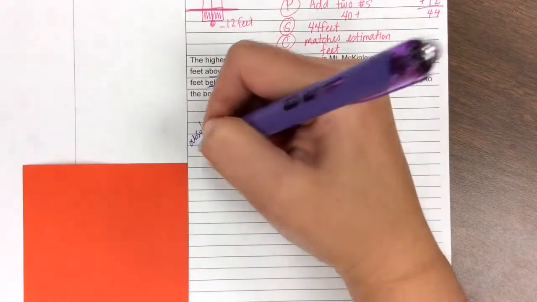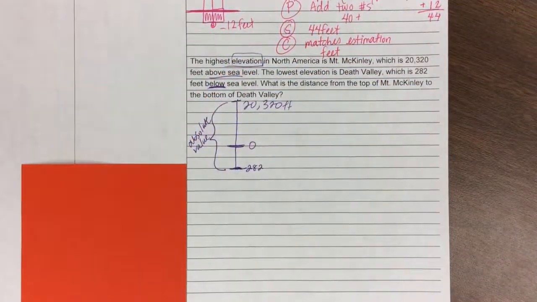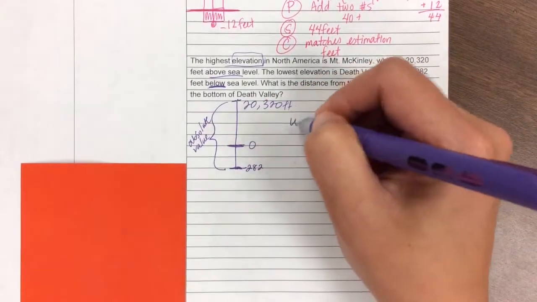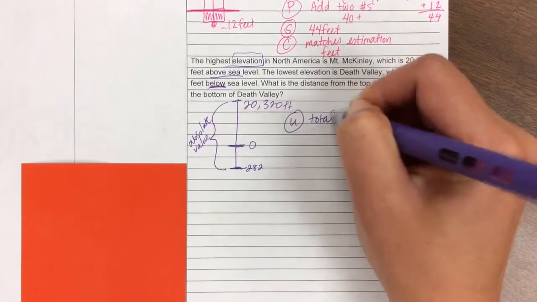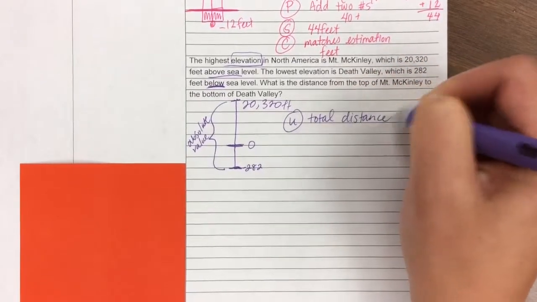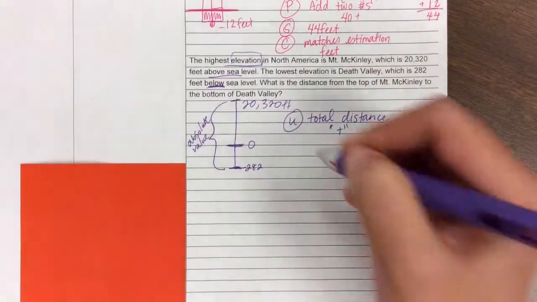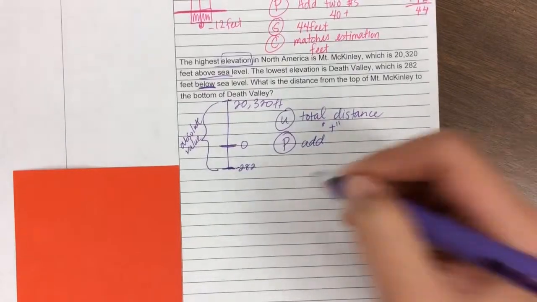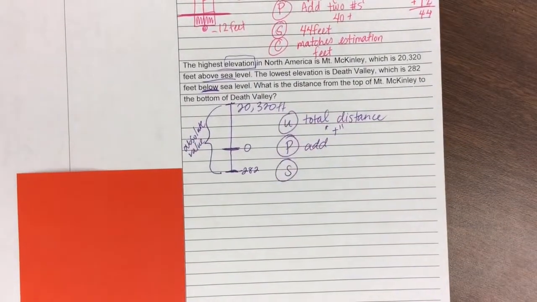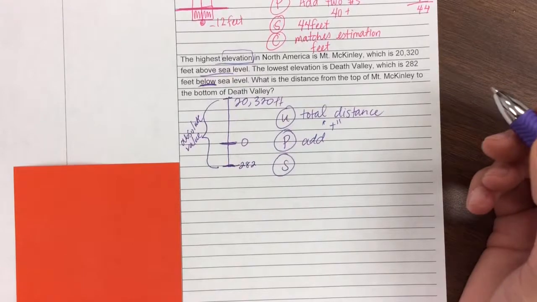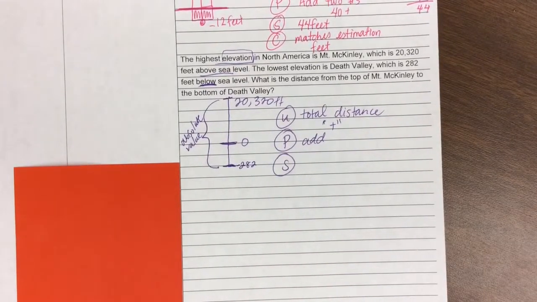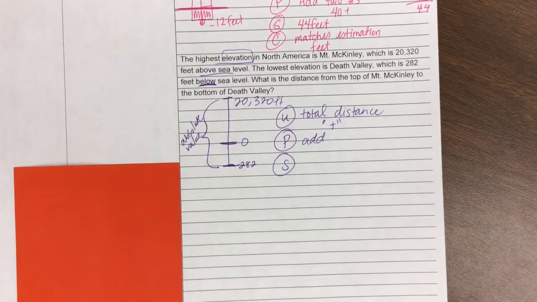If I was going to actually UPS check this question, first of all, I'm going to understand that it's asking me for the total distance. Therefore, I'm going to be adding. If it's total distance, I will add my numbers together. For the plan, that's what I'm also going to put there: add. I'm adding my two numbers. Now for the solve part, I'm going to take my two numbers and add. So I would do 20,320 feet plus 282, because remember it's an absolute value, the distance from 0, and that's 282 spaces. Therefore, I'd add those two together.